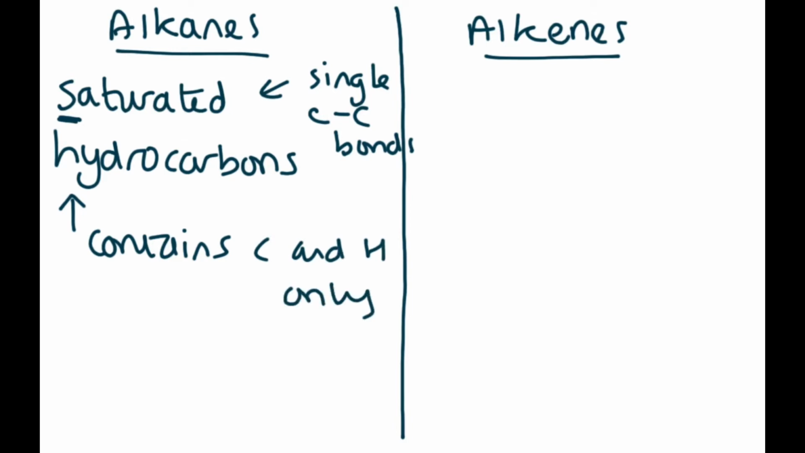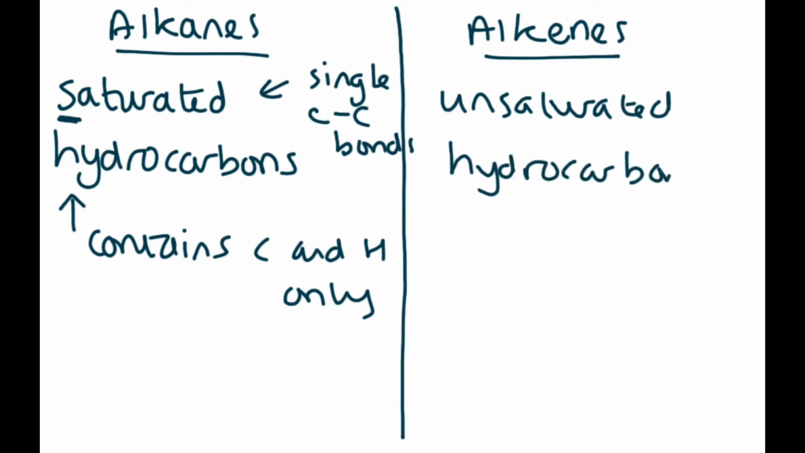Whereas alkenes are known as unsaturated hydrocarbons, and the word unsaturated means that they contain carbon-carbon double bonds.